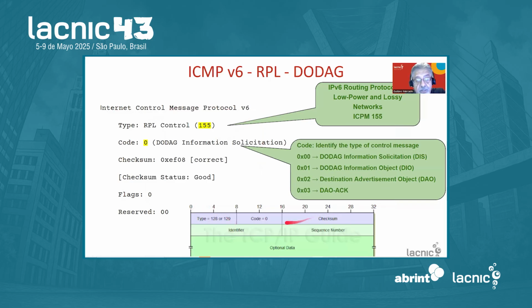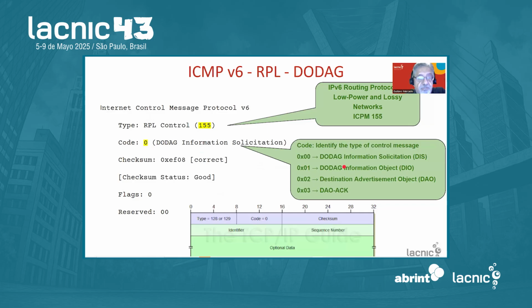Regarding the ICMP, this is the format at the bottom where the type, the code, the checksum, the identifier, and the sequence number, plus the optional data. Regarding the type, it is 155, which means RPL control. The code is 0. It means that it is a DODAG information solicitation made to all RPL nodes in the link local. So of course, this code can change.